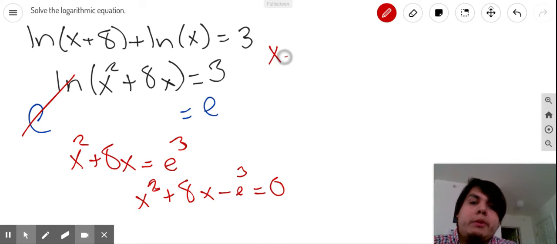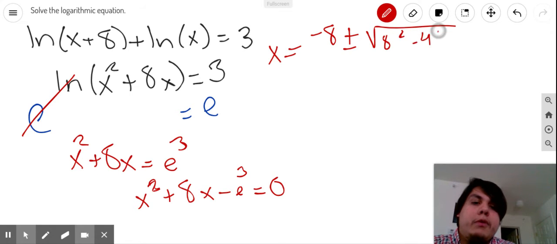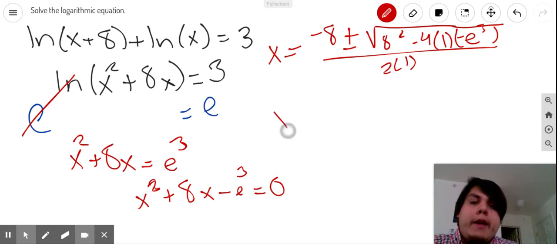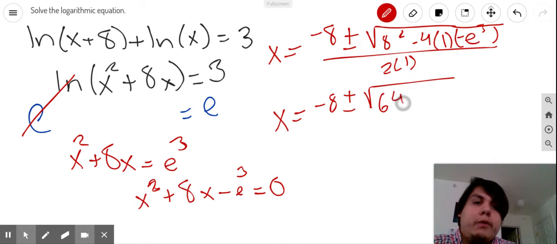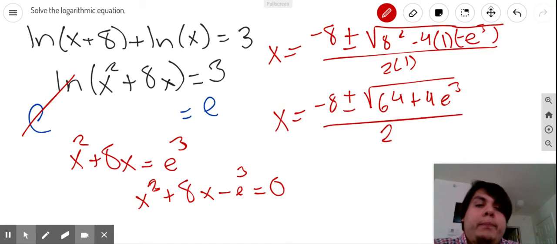So x would have to equal opposite b plus or minus the square root of b squared minus 4ac all over 2a. So I get x is equal to negative 8 plus or minus the square root of 64 plus 4e cubed, and that's divided by 2.